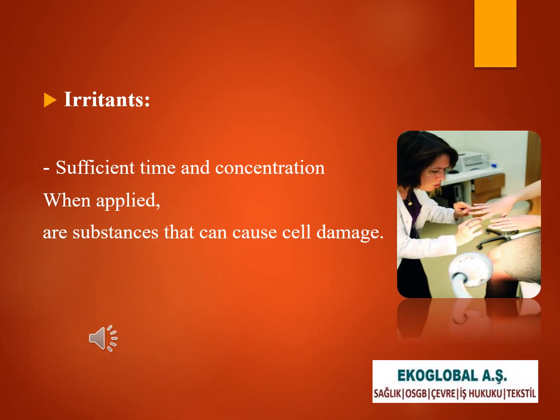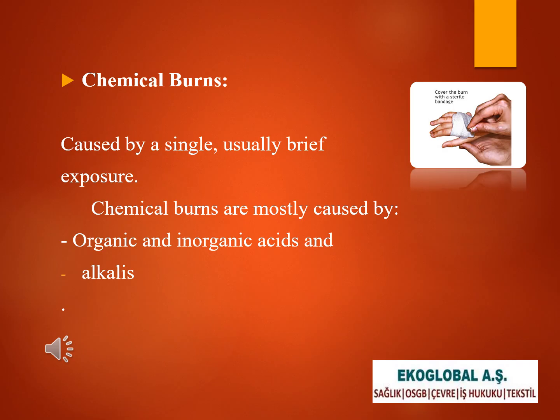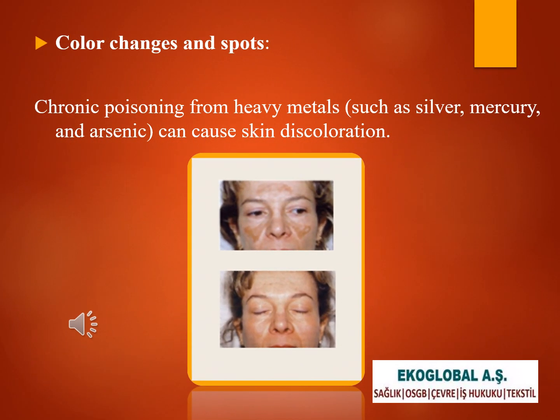Irritants, when applied for sufficient time and concentration, are substances that can cause cell damage. Chemical burns are caused by a single, usually brief exposure. Chemical burns are mostly caused by organic and inorganic acids and alkalis. Color changes and spots: chronic poisoning from heavy metals such as silver, mercury, and arsenic can cause skin discoloration.